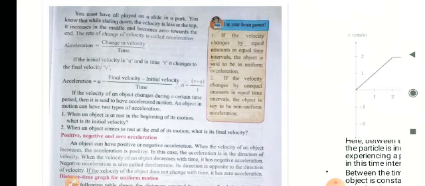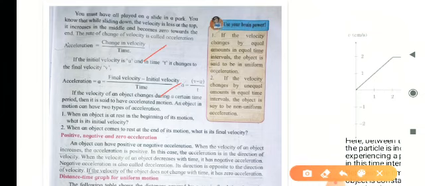The rate of change of velocity is called acceleration. So mark this definition of acceleration. Now, acceleration is equal to change in velocity over time. If the initial velocity is u and in time t it changes to the final velocity v, acceleration is equal to the final velocity minus initial velocity upon time. Therefore, a is equal to v minus u upon t.